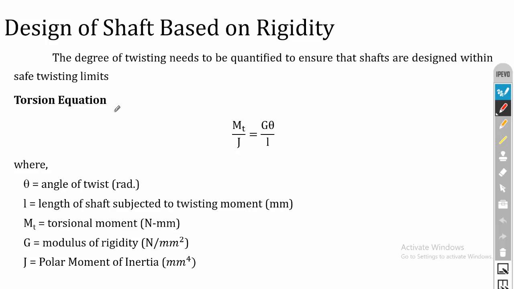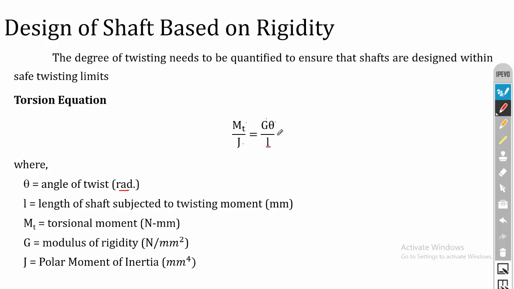So the torsion equation is Mt by J is equal to G theta by L, and we know that Mt is the torque and J is the polar moment of inertia. For a circular section, the polar moment of inertia is pi by 32 d power 4. Then G is the modulus of rigidity, a material property in Newton per mm square. Theta is the angle of twist, and we have to substitute its value in radian. And L is the length of the shaft subjected to twisting moment.